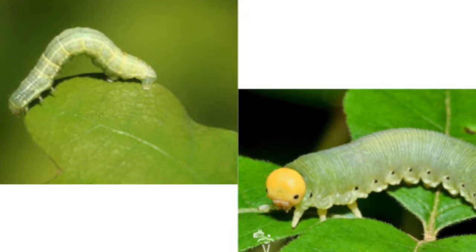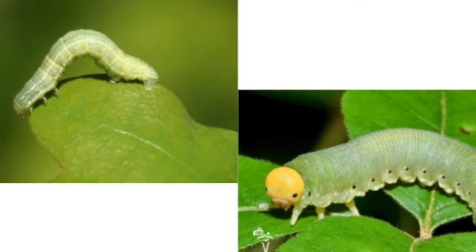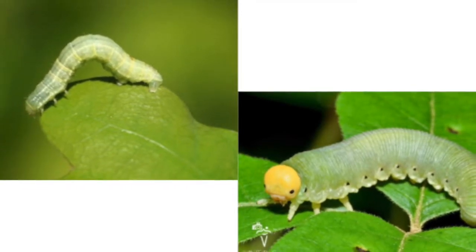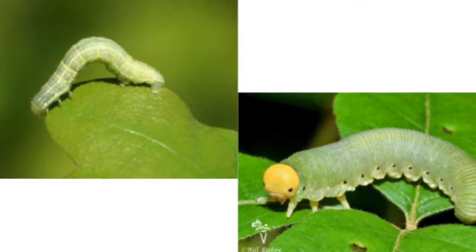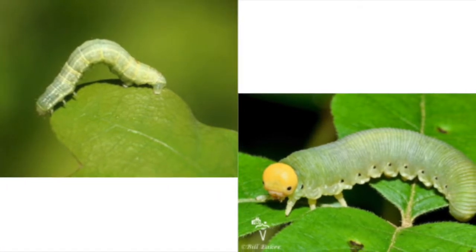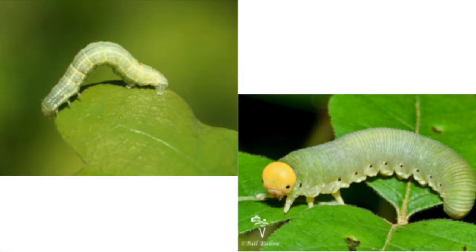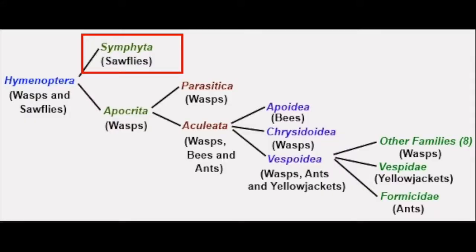What is the difference between these two images? I don't know. They look like two green caterpillars to me. Actually, the one on the left is a caterpillar and will turn into a moth or a butterfly, but the second larva will turn into what is known as a sawfly. A sawfly? What is that?